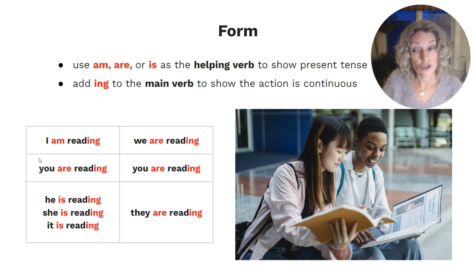If the subject is you, then you have to make sure that your helping verb agrees by using are. That's the present tense of the verb be when your subject is you. And then the ing again shows continuous action. You are reading. If your subject is he, she, or it, then the present tense of the verb be should be is, if you want to have good subject-verb agreement. And again, the ing shows continuous action. We are reading, you are reading, they are reading.